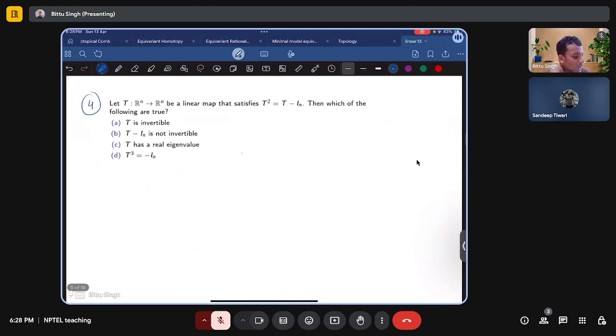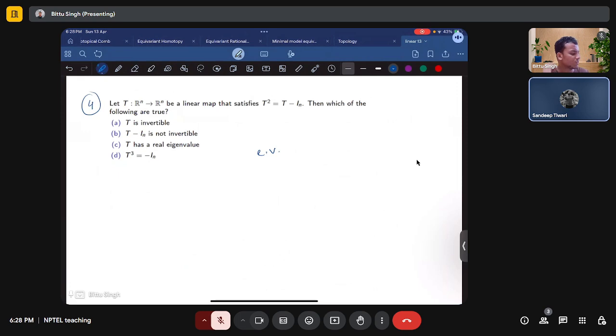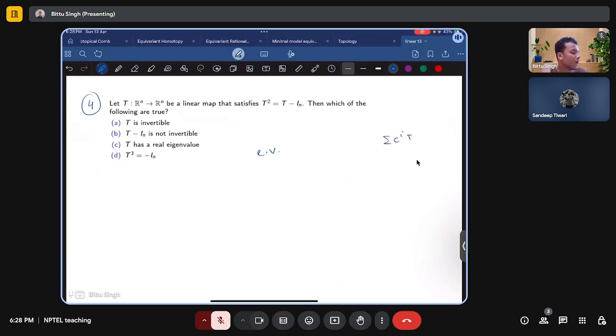So we know that an eigenvalue satisfies the same matrix equation. Whatever equation is satisfied by a linear transformation, the eigenvalue will also satisfy the same polynomial. This is easy to check: the sum of c_i T to the power i is 0. That implies that if we apply it on an eigenvector, we get the sum of c_i lambda to the power i times that eigenvector is 0. But the eigenvector is non-zero, therefore that polynomial in lambda is 0, right?